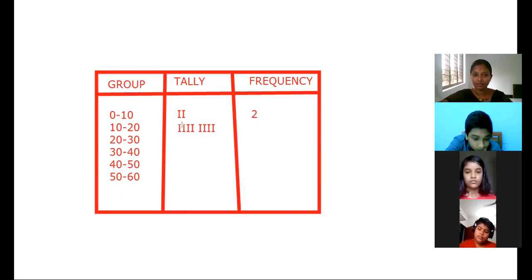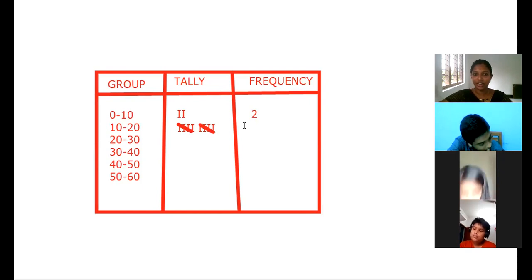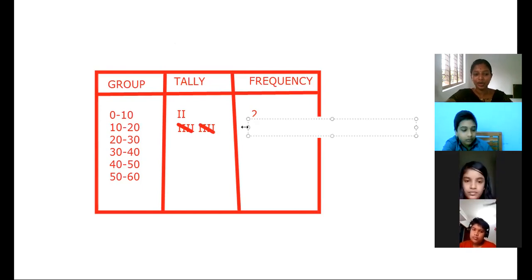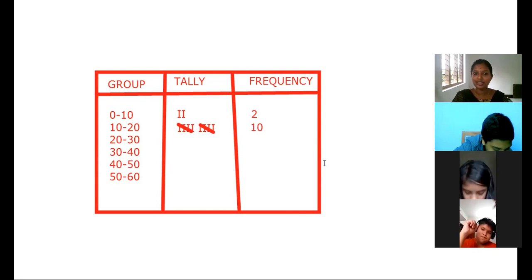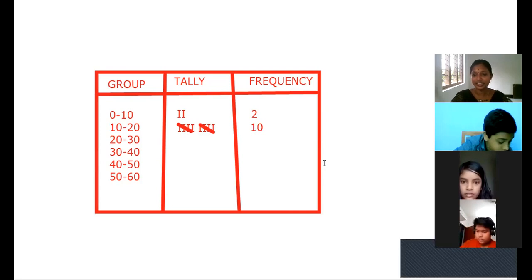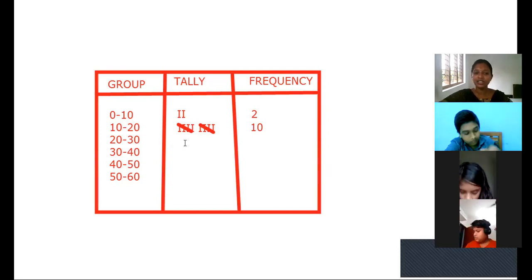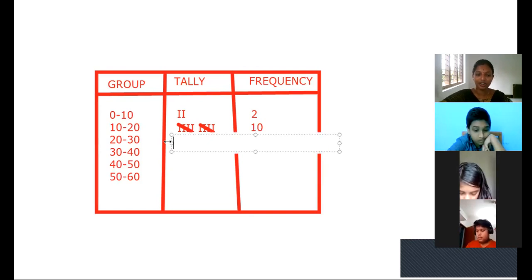How will you mark? We just have to cross it. So we can write the frequency of the group 10 to 20 as 10. Then similarly, how many students acquired the marks in between 20 to 30? You just count the number. It is 21. So we have to mark tally marks according to 21.